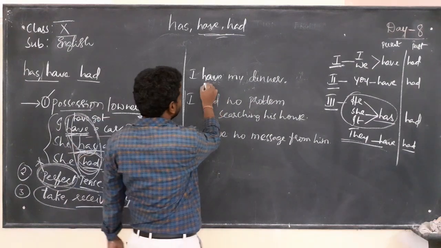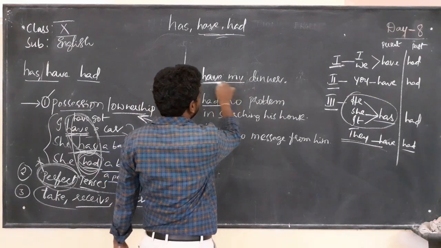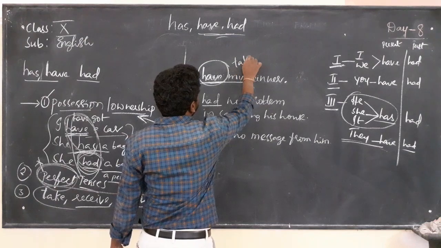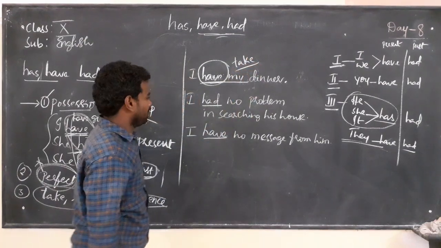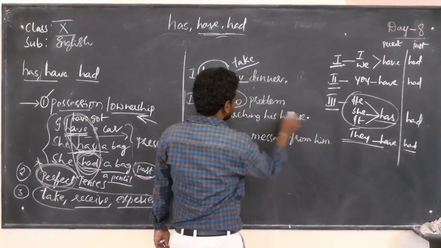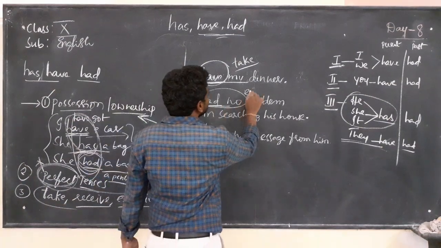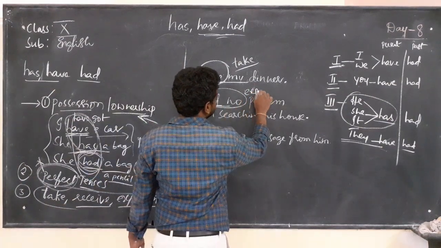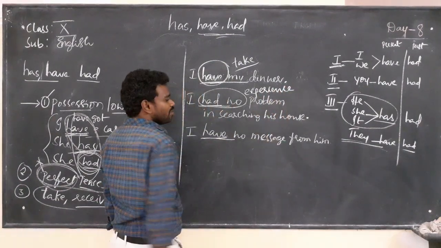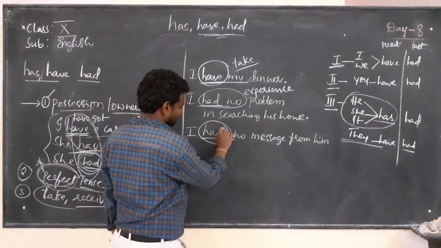Take: I have my dinner. I have my dinner means have gives the meaning of take: I take my dinner. For example, I had no problem in searching his house. Actually you experienced no problem in searching his house, so it is used in the meaning of experience. And also, I have no message from him. Have is used here.